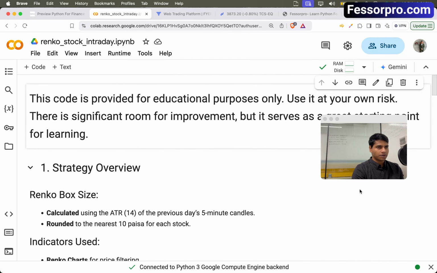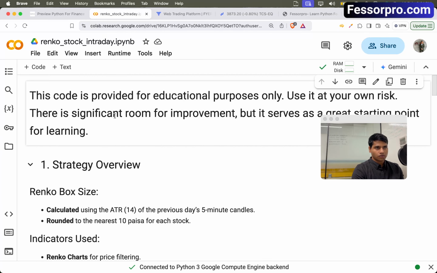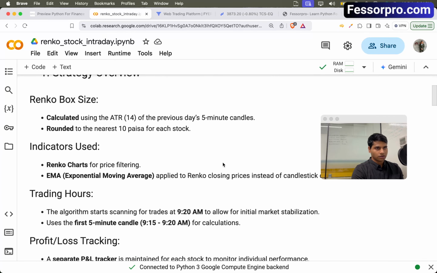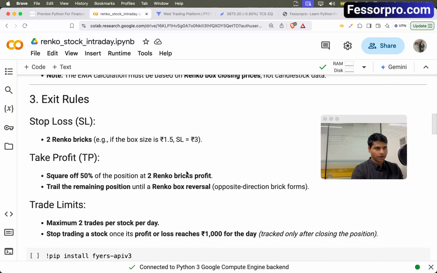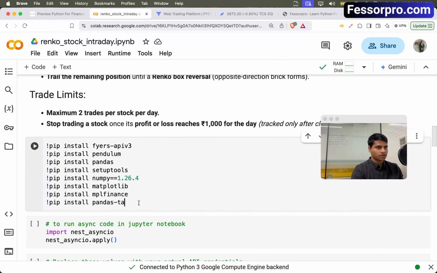Now let me try to explain how to use the code. Once you click on the link, you will go here. You will see all the content that I have provided. If you scroll down, the first thing is installing the packages. Let me tell you all the packages that I'm using.